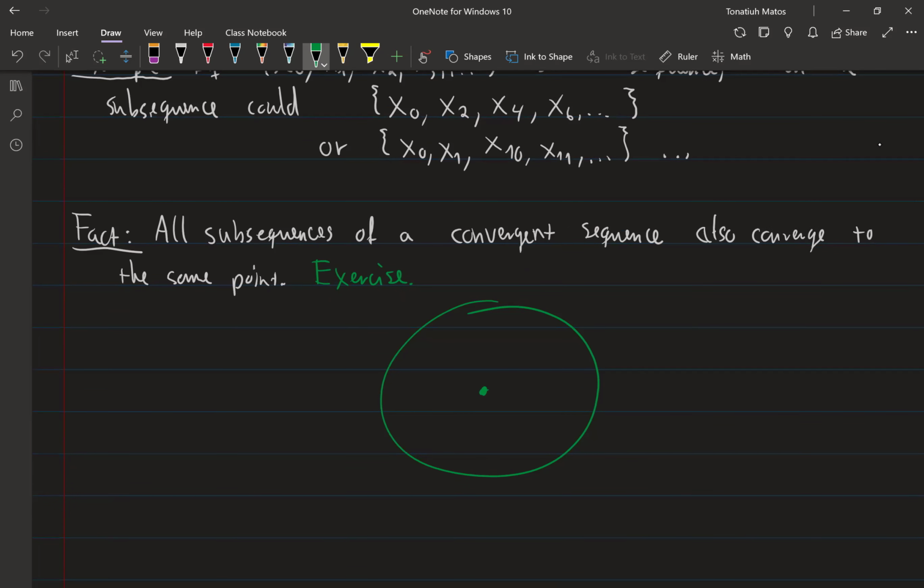You have a point, and you know that this is the limit of some sequence. If you remove elements of the sequence, but the sequence remains infinite, well, it has to converge to the same point, right? You couldn't possibly avoid this.